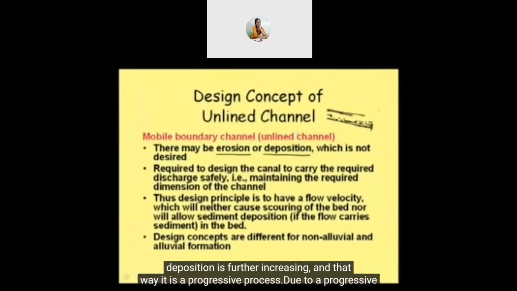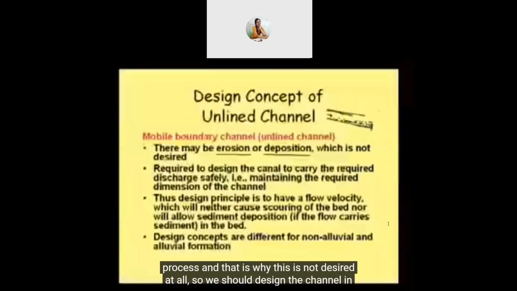It leads to a progressive process, and that's why this is not desired at all. So we should design the channel in a way that there should not be deposition of this kind. Similarly, if it erodes the channel, then also we are not achieving our target. If it is eroding, then it will cause damage to the channel flow. If it is eroding the side, it can get widened.